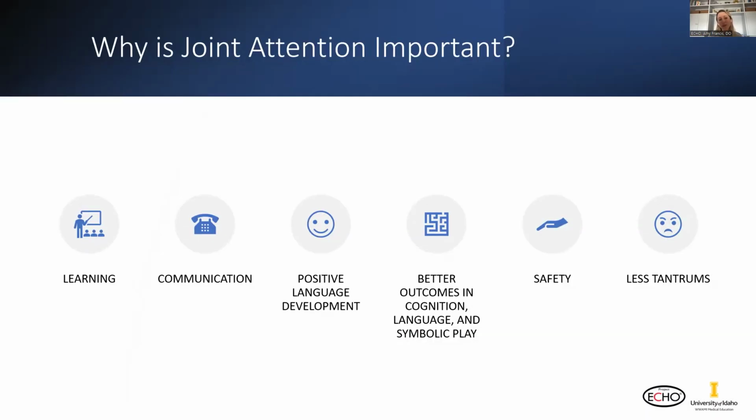Why is joint attention important? So joint attention is the foundation for learning from another person, like a teacher or a therapist. It's the foundation for communicating with another individual. Strong joint attention skills lead to positive language development and better outcomes in cognition, language, and symbolic play. Such an important skill for safety, right? So this is a child responding to their name when they're about to run into the street, right? Johnny, stop, right? Very important. And then of course, when children have joint attention and improved communication, you're going to see fewer tantrums.